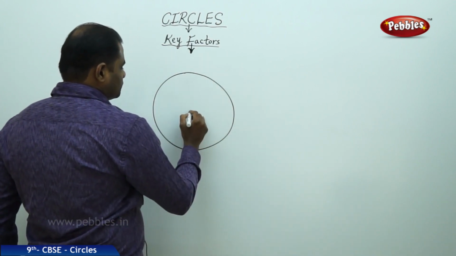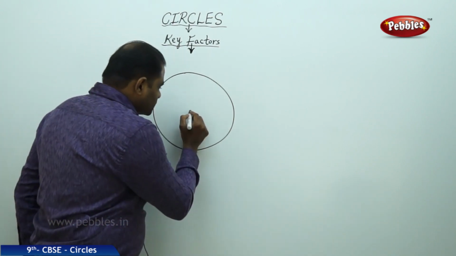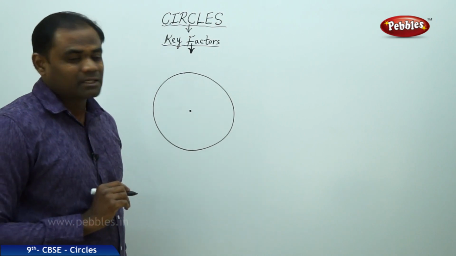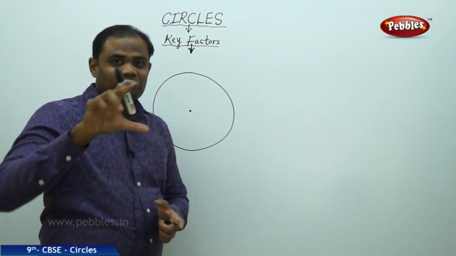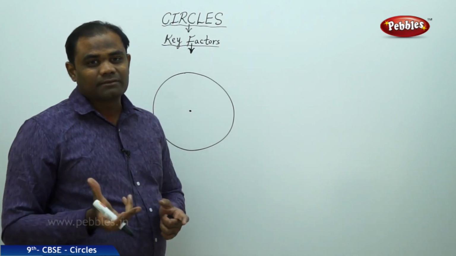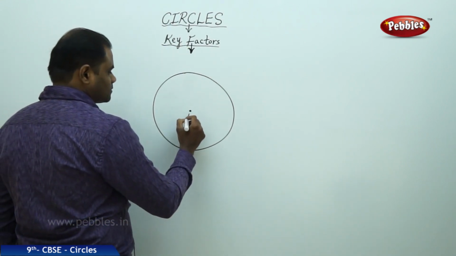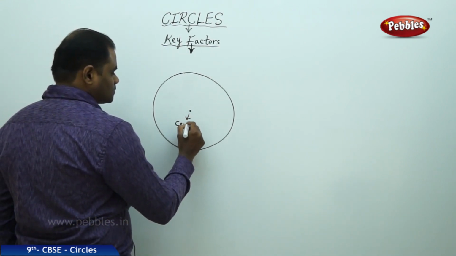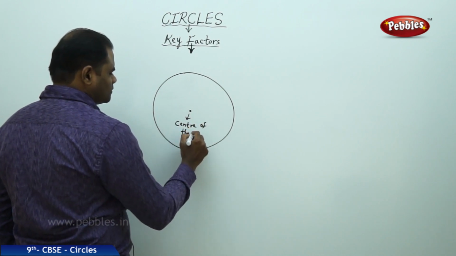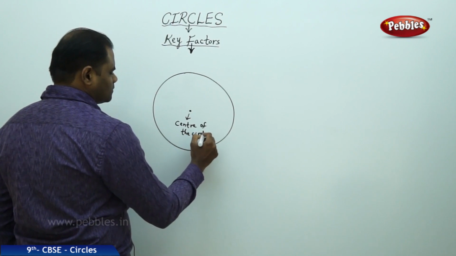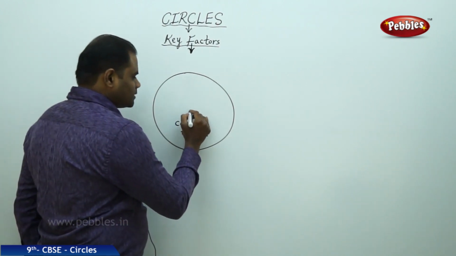So here is the circle which is obtained through the pointer of the compass. So this pointer makes me understand that this is the center of the circle. So the fixed point from where the circle is derived is called the center of the circle. So this point is called the center of the circle.